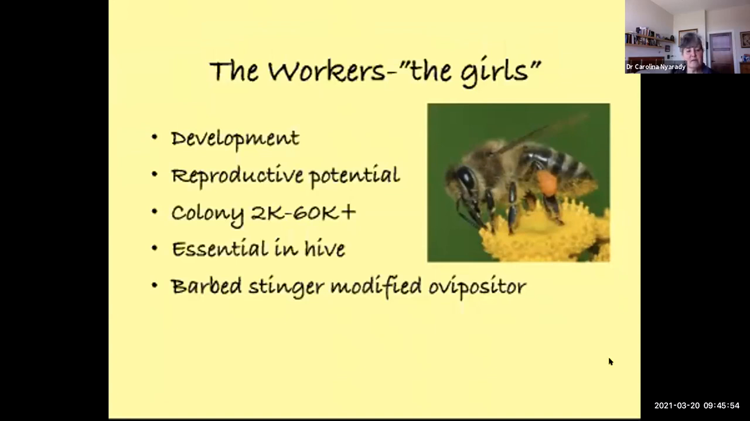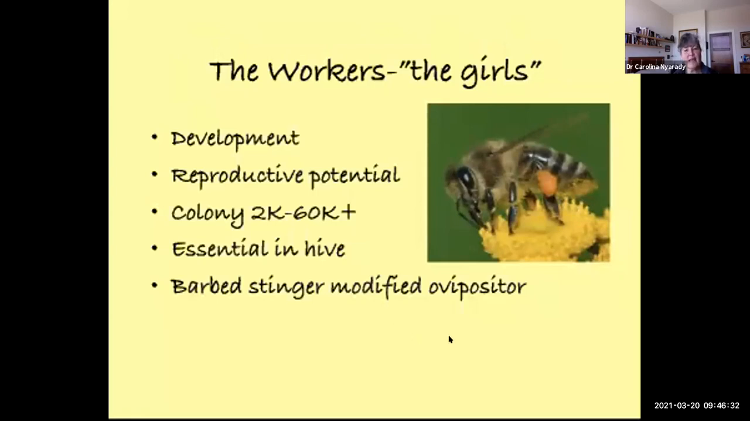Because they are females and they have developed from a fertilized egg, they do have a reproductive potential. They are female. They do retain the ability to lay eggs. However, unlike the queen, because they don't develop fully, they do not have the ability to mate and retain sperm and fertilize their eggs. And so they are able to lay eggs. Those eggs will never be fertilized because they do not have the ability to do so.